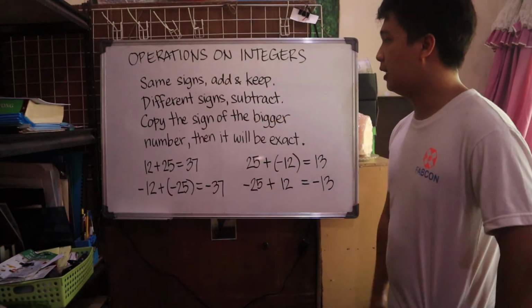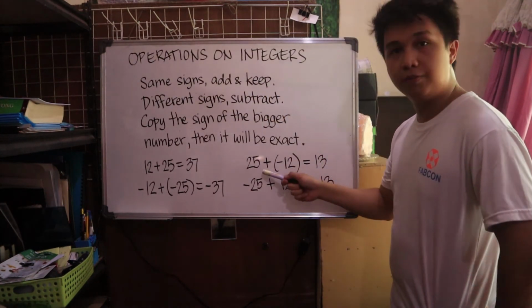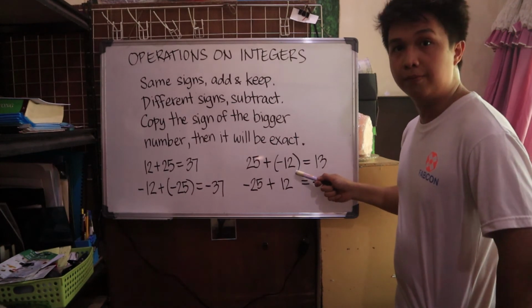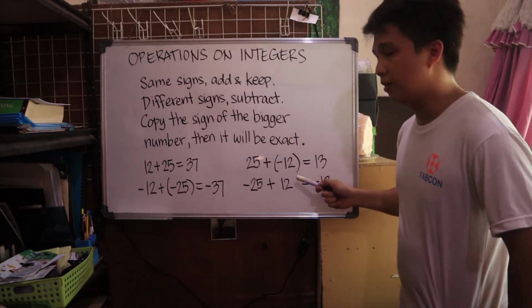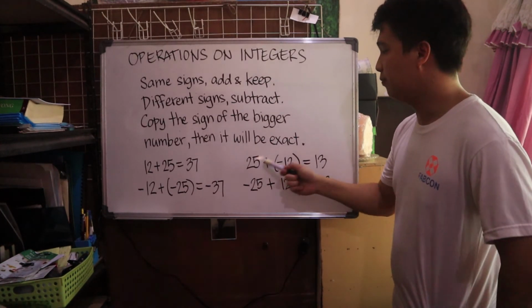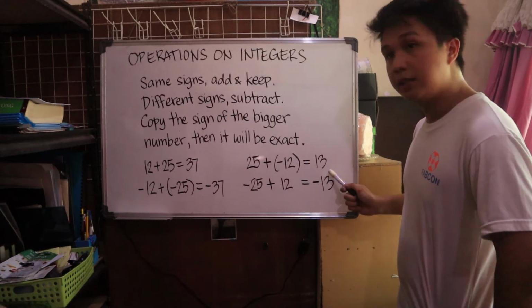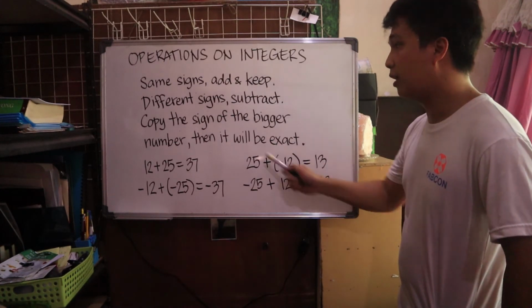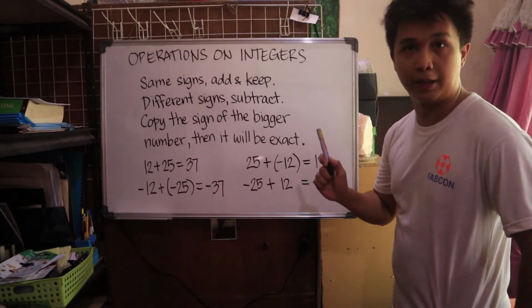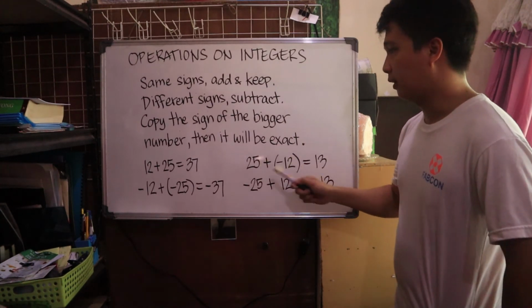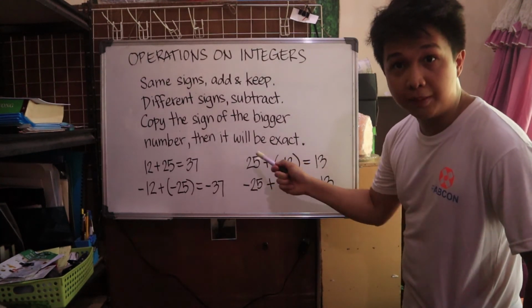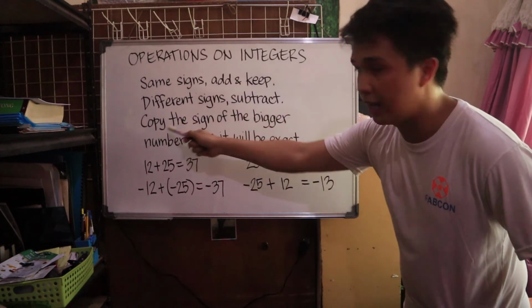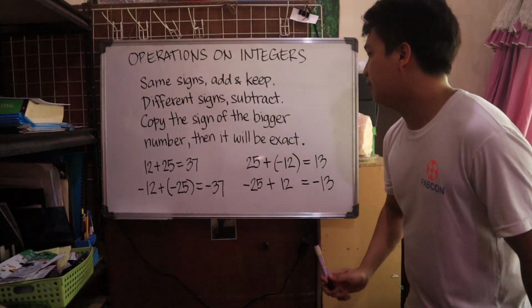Okay, so different signs. For example, you have positive 25 and negative 12. If you have different signs, i-subtract mo sila. So 25 minus 12, that is 13. And then, you copy the sign of the bigger number. Then it will be exact. Actually, gin-dugang na siya para mag-rhyme. Pero ang actual, kailangan talaga. Okay, so copy the sign of the bigger number.